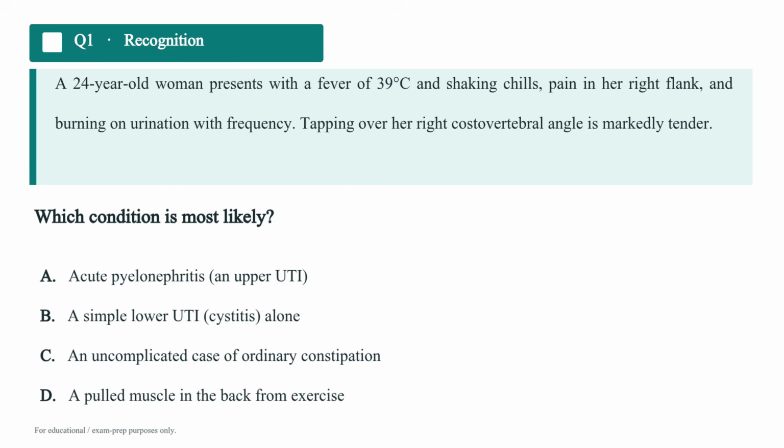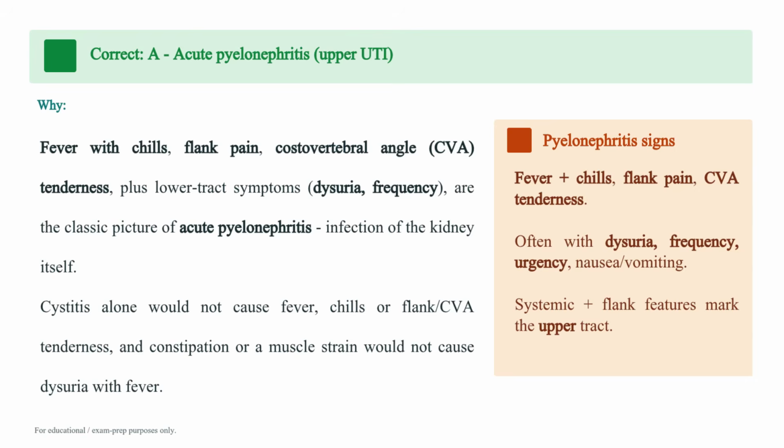Option A, acute pyelonephritis, an upper UTI. Option B, a simple lower UTI, cystitis alone. Option C, an uncomplicated case of ordinary constipation. Option D, a pulled muscle in the back from exercise. Pause here and choose your answer. The answer is A, acute pyelonephritis.